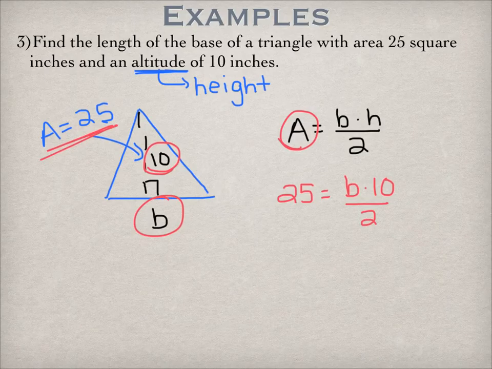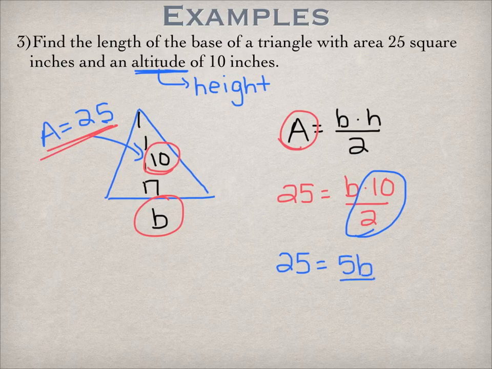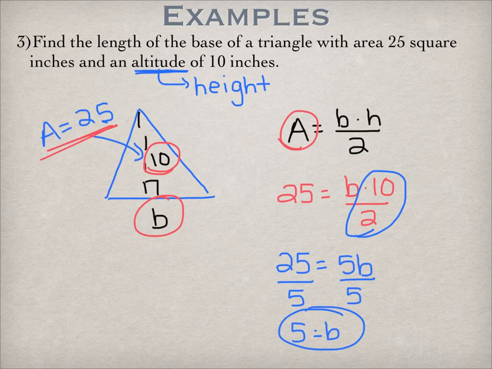A couple different ways you could go about this, but probably what I would do is do this 10 divided by 2 here. And that's going to give me 25 equals, really this is B times 10 divided by 2 is 5, so this is going to be 5B. Divide by 5 on each side. And I get that my base must be equal to 5. Okay. So the length of my base must be equal to 5 with a height of 10 to get a total area of 25.